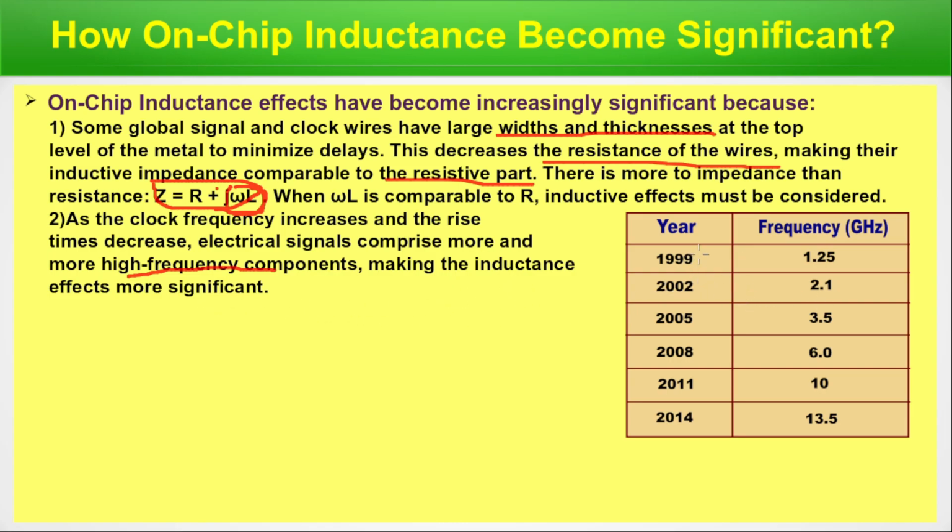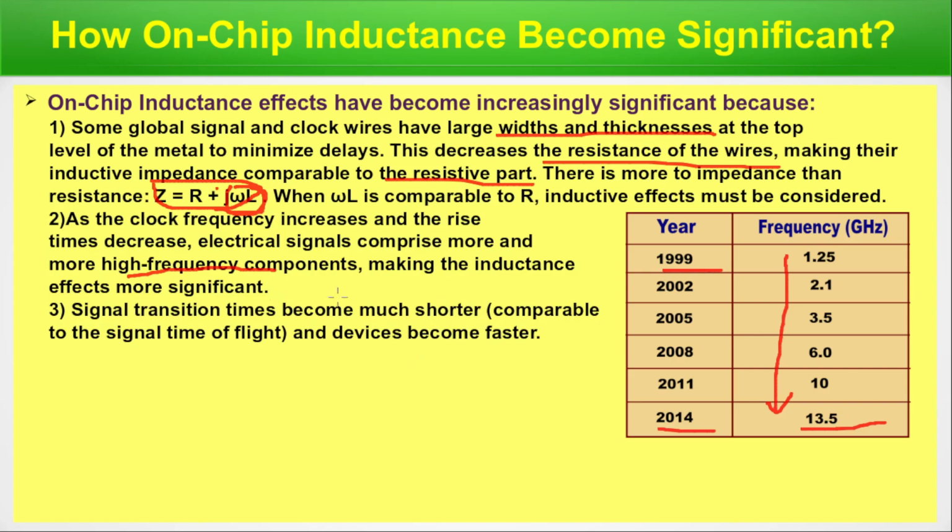And this is a table. It's showing over the years how frequency has increased from 1.25 gigahertz in 1999 to 13.5 gigahertz in 2014. Signal transition times become shorter, comparable to the signal time of flight, and devices become faster. Their dimensions have become smaller, their switching speed has increased, so devices become faster and signal transition is becoming faster.